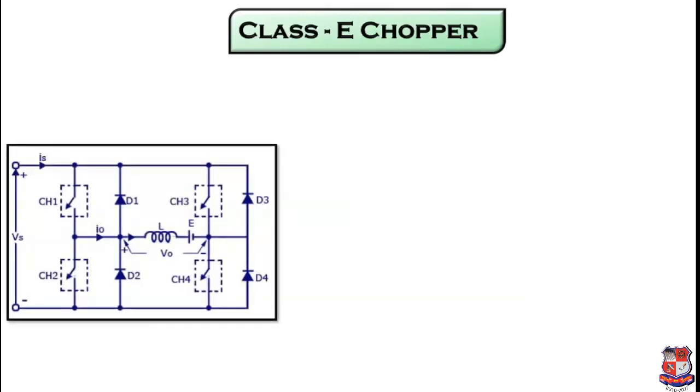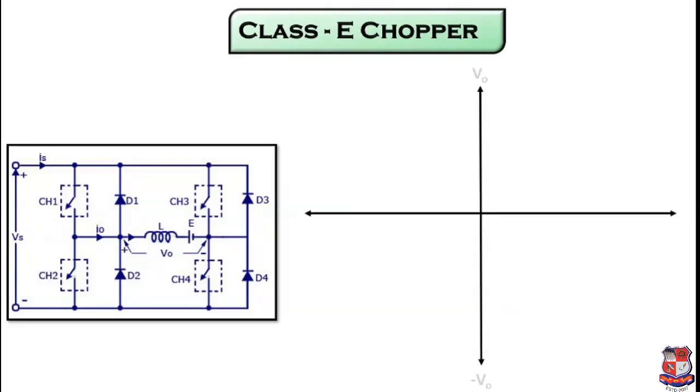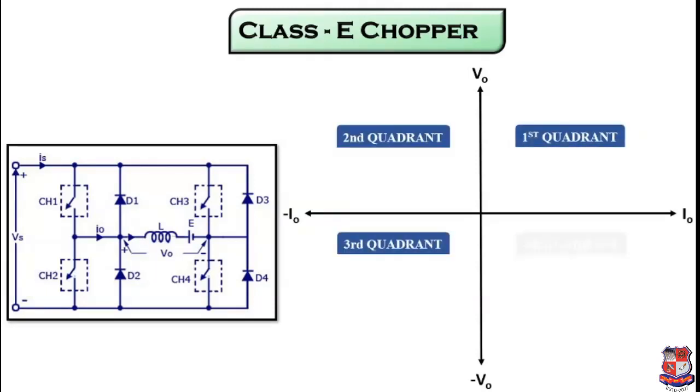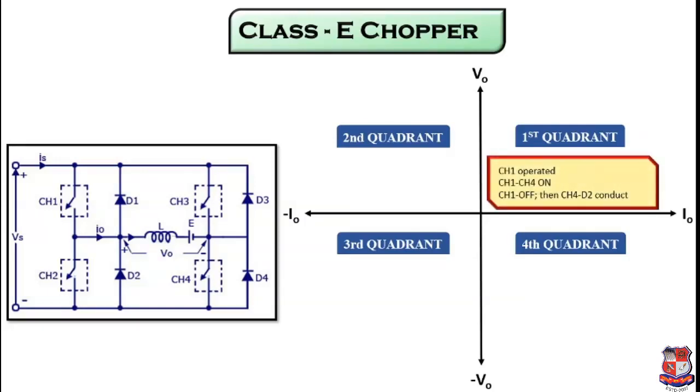The last chopper which you will be studying is the class E chopper. So the class E chopper has a configuration in this way, and there will be a deeper understanding of this. So you have output voltage and output currents, where these are the four quadrants in which you will be operating. If you want to operate the class E chopper in the first quadrant, then you have to first turn on chopper 1, and then CH1 means chopper 1 and the 4th chopper is made on.